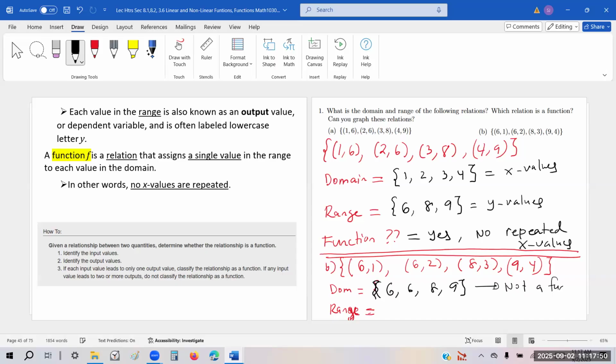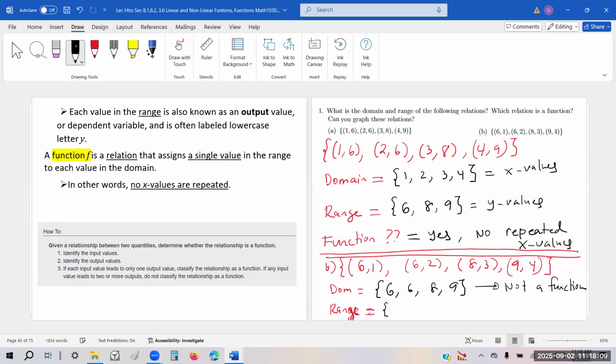Not a function. And when you write, you can simply write 6, 8, 9. You don't have to repeat the 6 twice. On my MATLAB, they actually don't want you to repeat. So do not repeat.